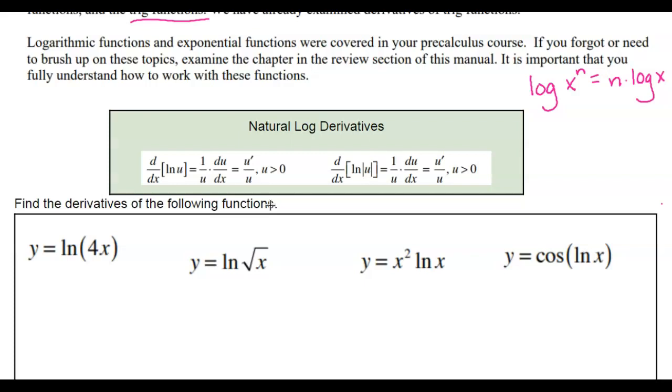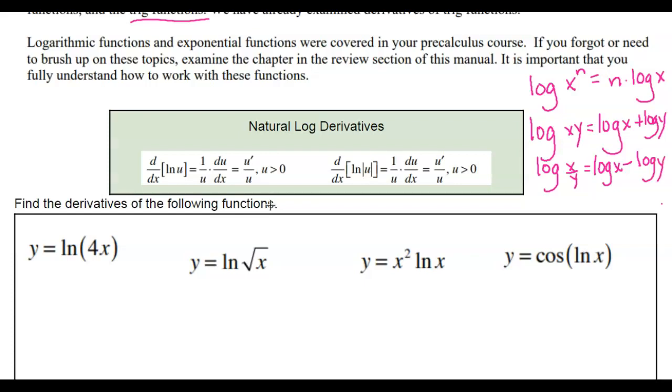The next two properties aren't really used as often, but if you have two quantities being multiplied inside, you can split them up with addition. And if you have two quantities being divided inside, you can split them up with subtraction. These aren't used very often.